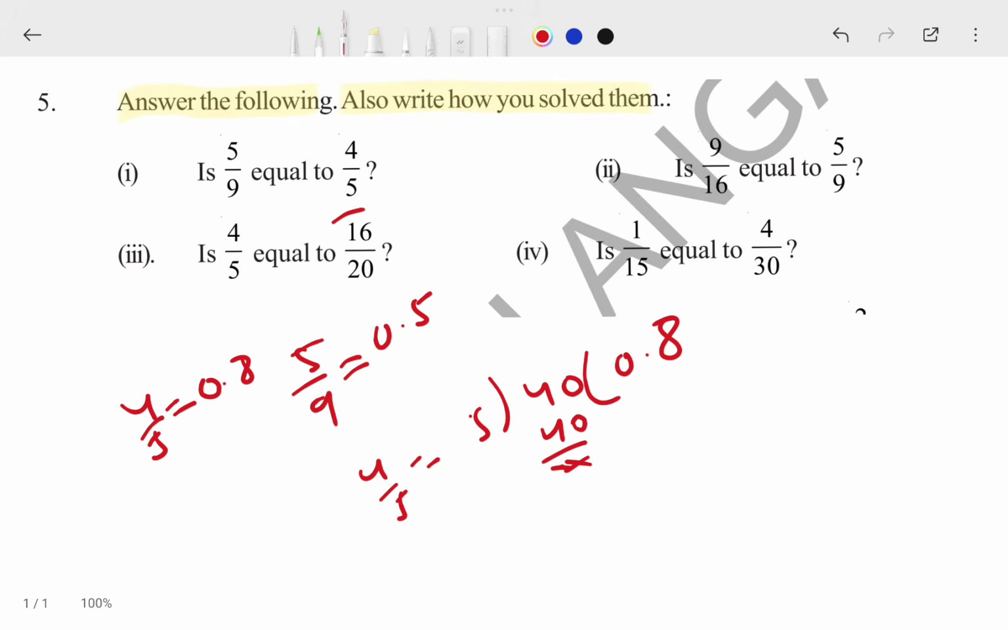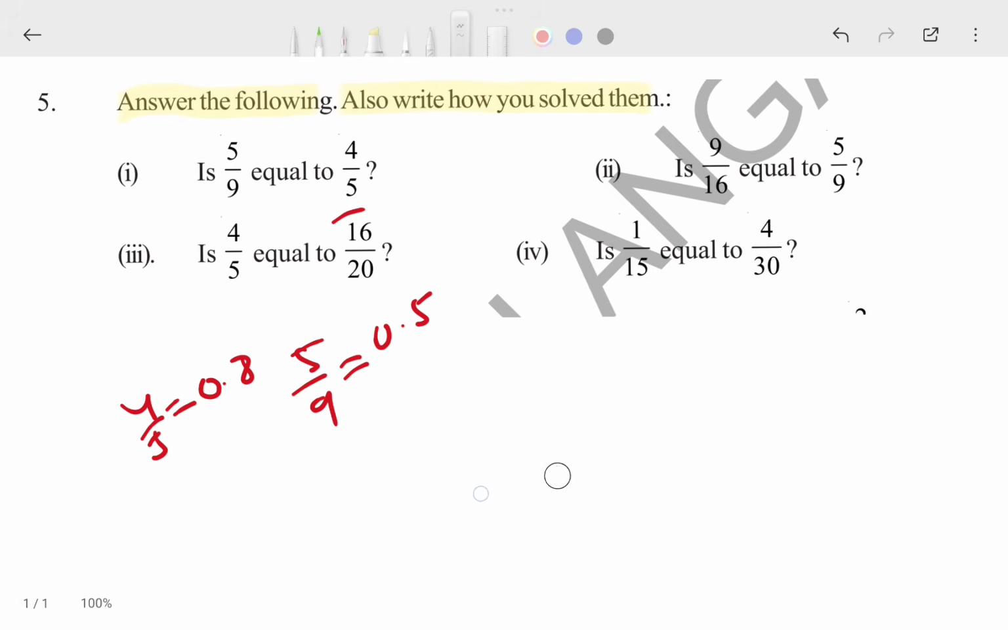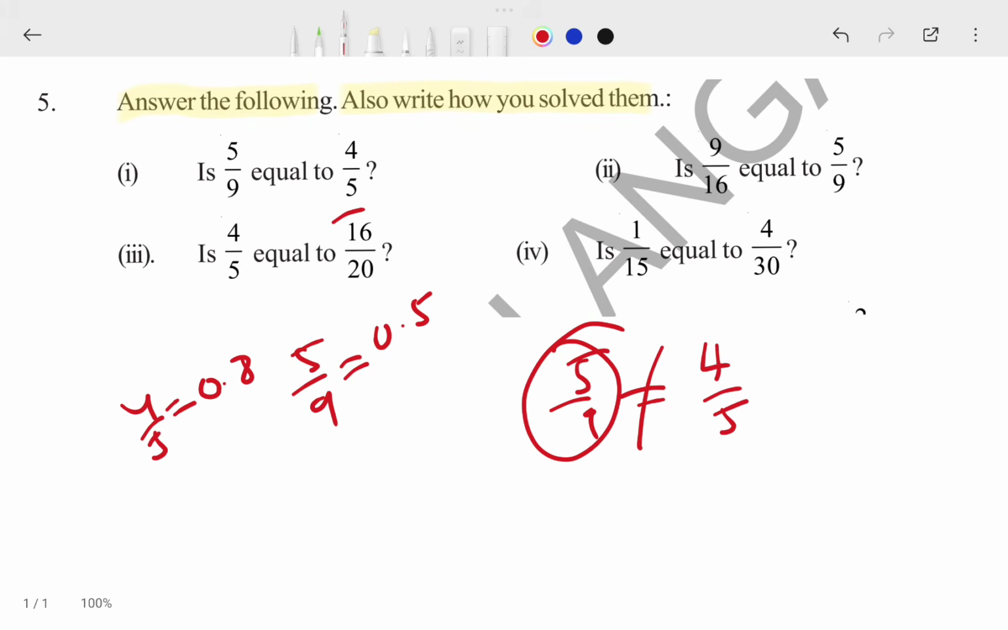So now first we understand that this 5 by 9 is not equal to 4 by 5. Second, we understand that if you divide 4 by 5, you get 0.8, and if you divide 5 by 9, you get 0.5. So which is greater, 0.8 or 0.5? Absolutely 0.8 is greater. It means that this 4 by 5 is greater.